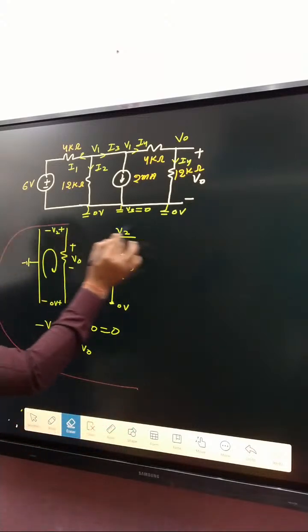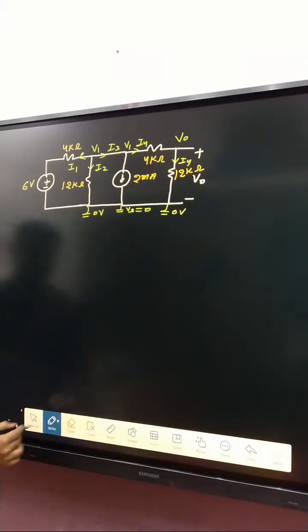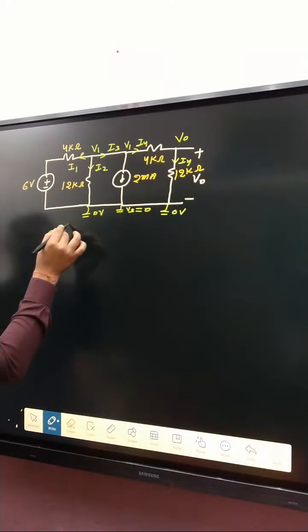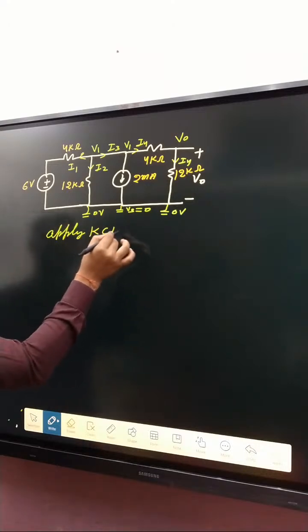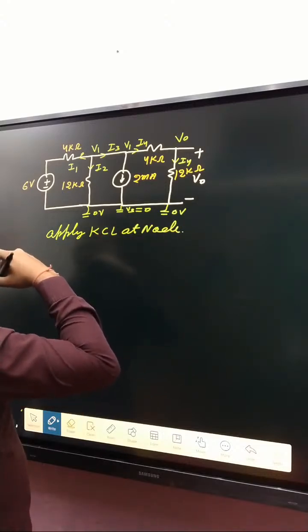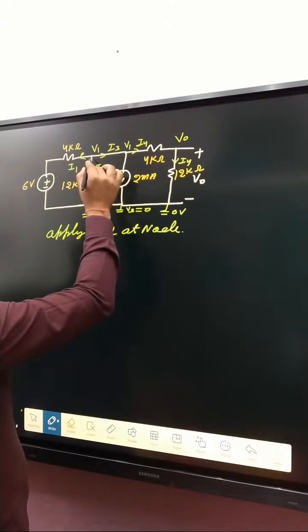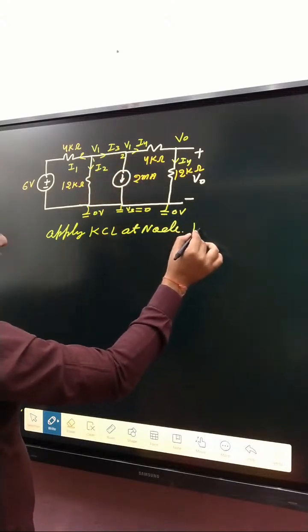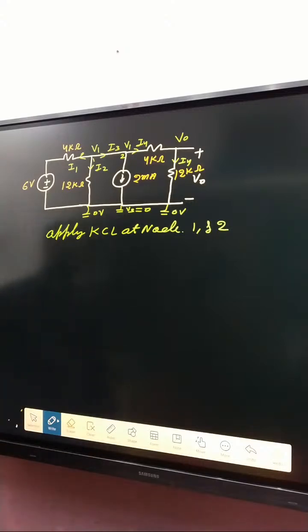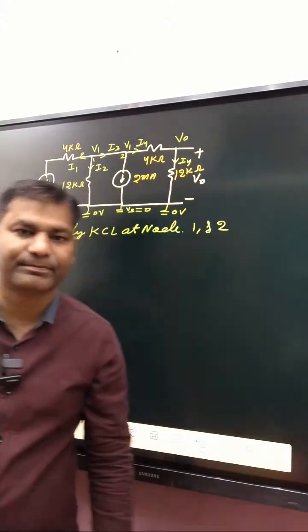After that, we focus on applying KCL. Apply KCL at that node and that node. Now, apply KCL at node 1 and node 2. Same voltage, that's why I wrote V1, V2. We have considered 1 and 2. Okay. If anyone faces doubt, then tell me, I will explain again.